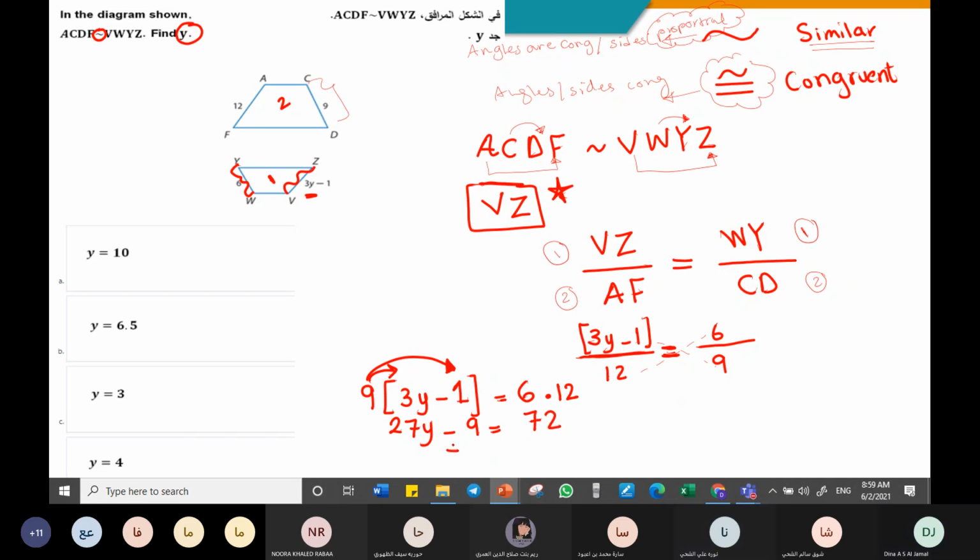Plus 9, 81. Which will be 27y is equal to 81. Then 81 divided by 27 on both sides. So what will be your y? 3. Excellent.